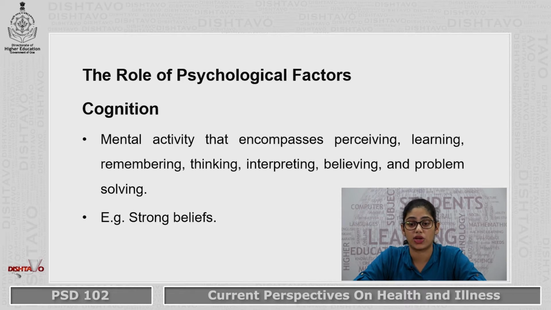Moving on to the role of psychological factors, under which we cover cognition, emotion, and motivation. Now, what is cognition? It is a mental activity that involves perceiving, learning, remembering, thinking, interpreting, believing, and problem solving. Now, say for example, a person holds a very strong belief that life is not worth living without the things you enjoy. So, do you think this person would consider quitting smoking cigarettes despite knowing its harmful consequences? Probably not, because here the person is guided by his or her cognition.